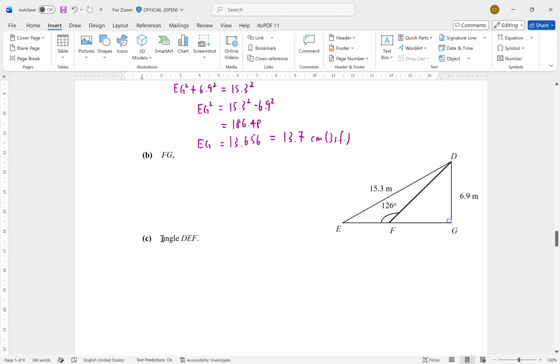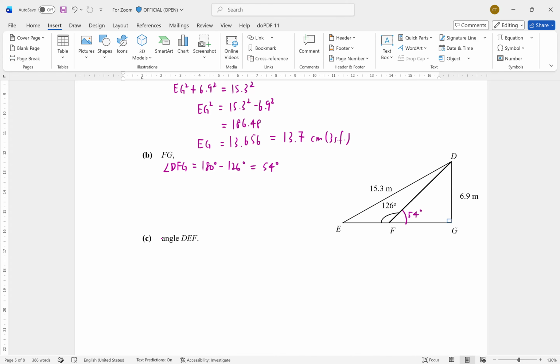The next part of the question, they want us to find FG. FG is a side in the smaller triangle DFG. We already know one side is 6.9. We know it's a right angle triangle. Do we know any other info? You may think the answer is no, but actually we can find this angle easily. Angle DFG equals 180 minus 126, so that will give me 54 degrees.